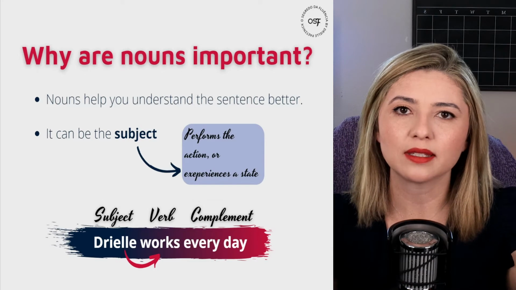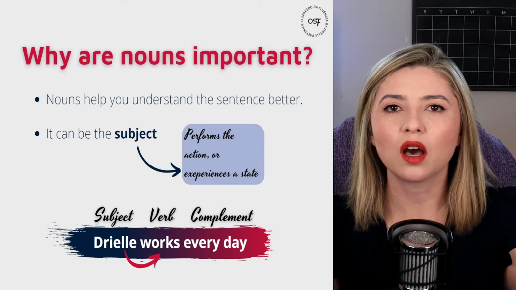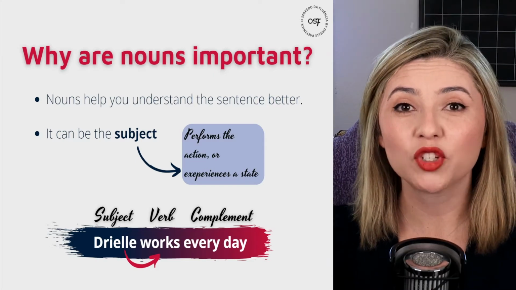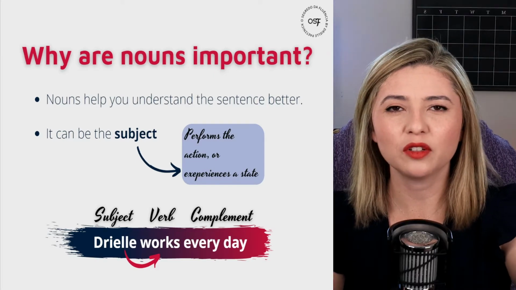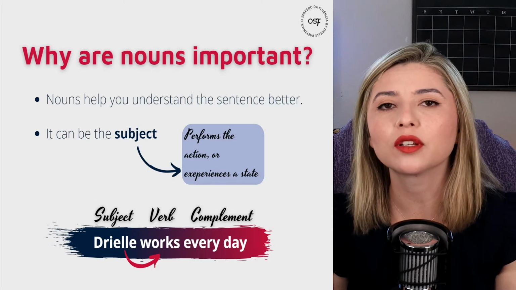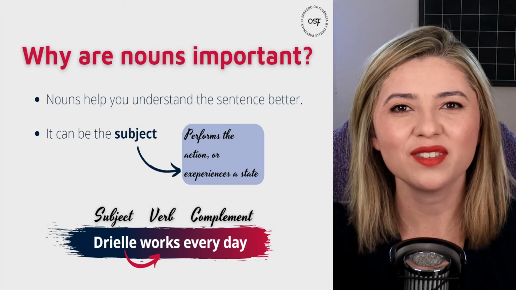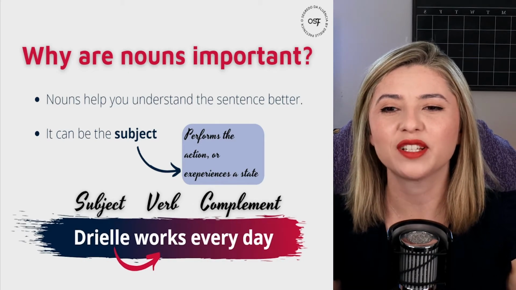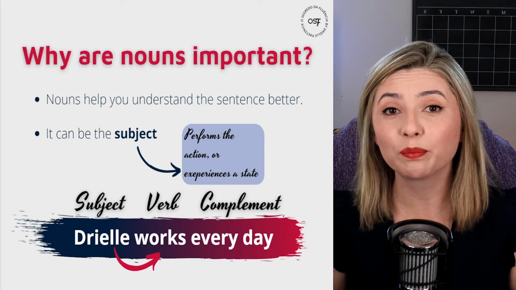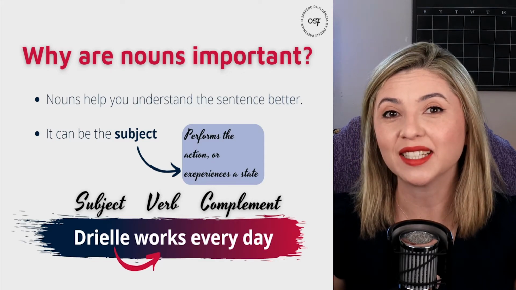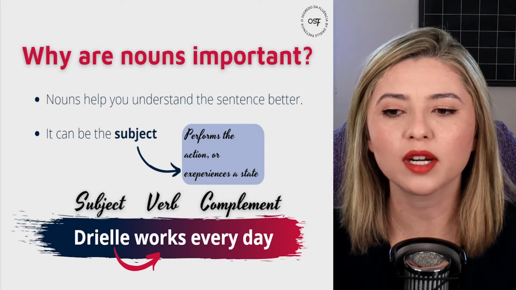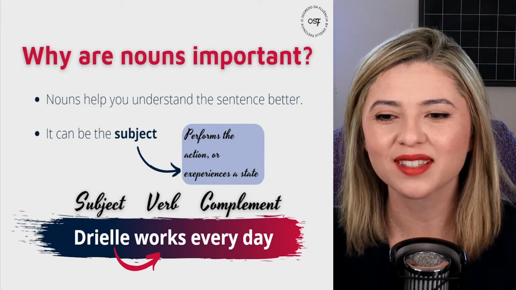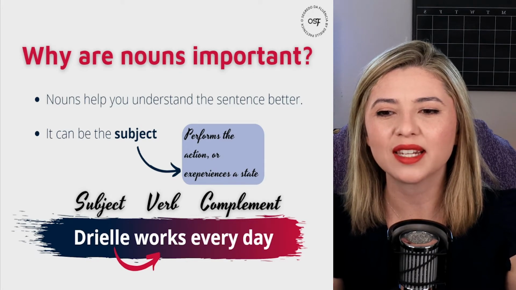For this purpose, because I want to focus on nouns, I'm going to call everything after the verb a complement, okay? So I have my subject, and what is the subject? The person or thing performing the action. Subjects usually are nouns and pronouns. So I can say, Drielle works every day. The subject here is the proper noun, Drielle, because who works? Works is my verb. So who works? Drielle. Drielle works, okay? Every day I'm going to call a complement.